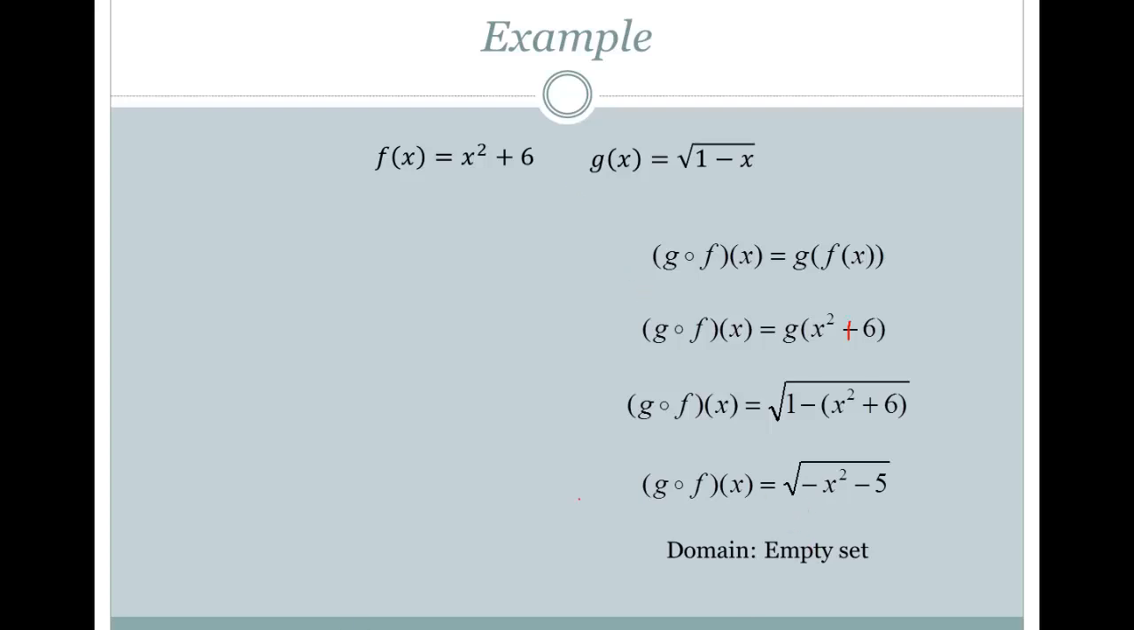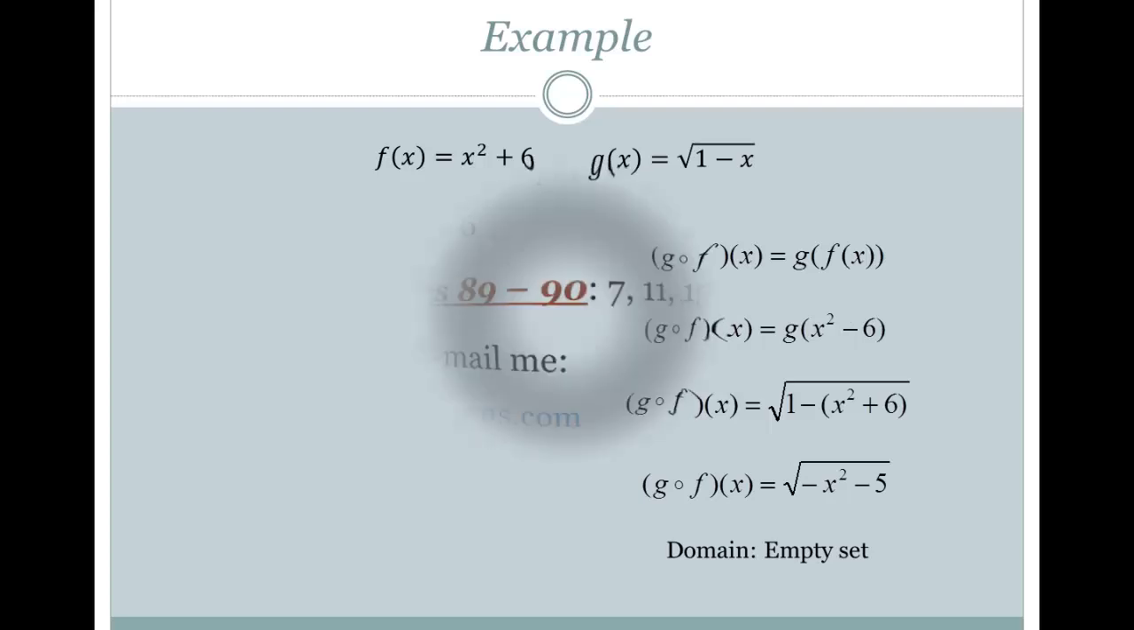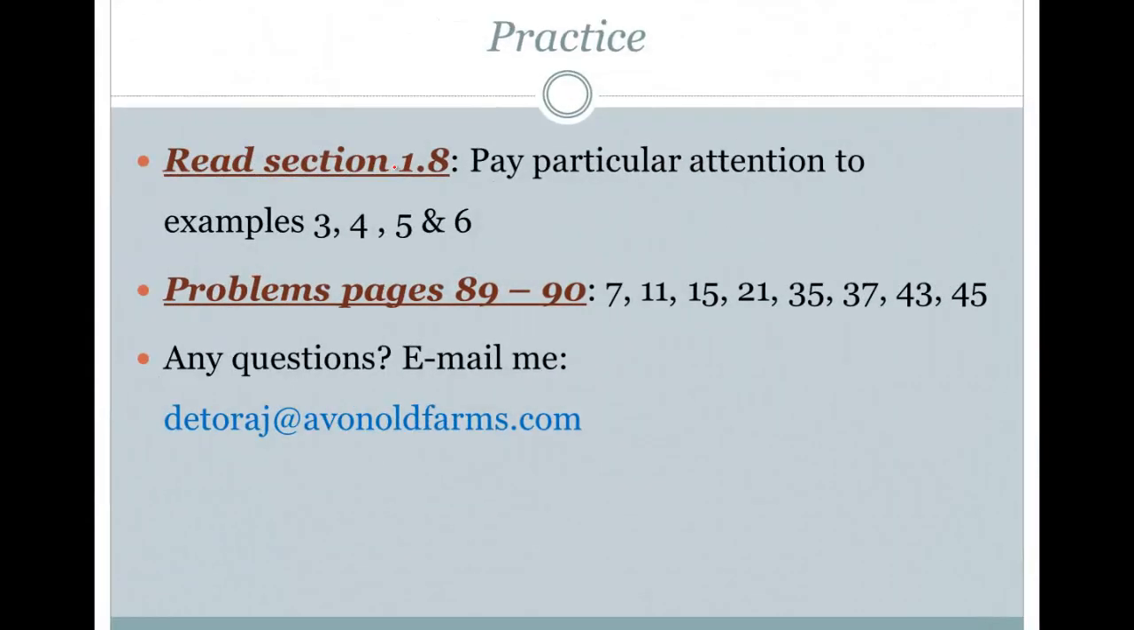Hopefully that makes sense to you guys. Here's some practice. Read these sections. These examples aren't too bad. They're important because they talk about domain. Domain is going to be key. Here are some problems. Again, I don't think they're going to take you too long. The concepts are pretty straightforward. Just need to practice them. We're going to use this idea of composition when we start talking about inverses.